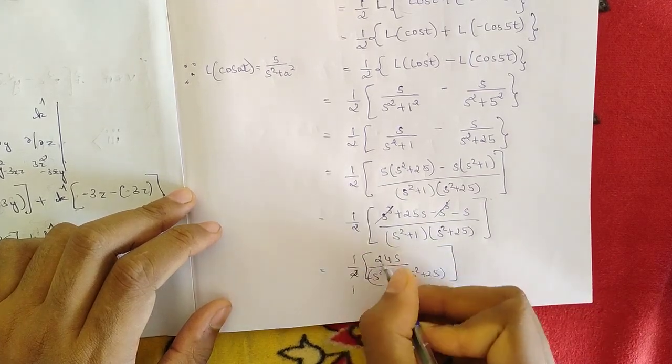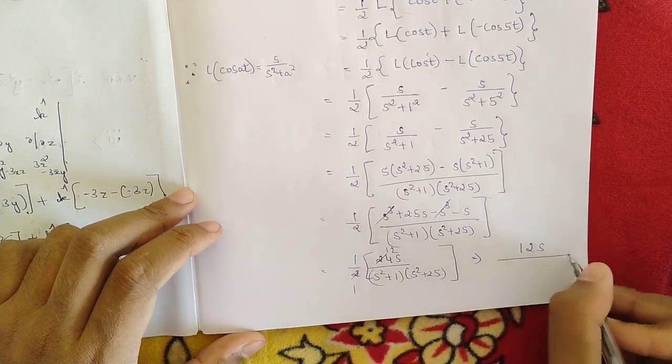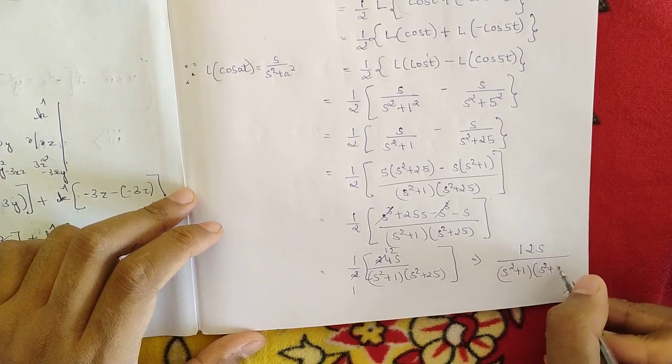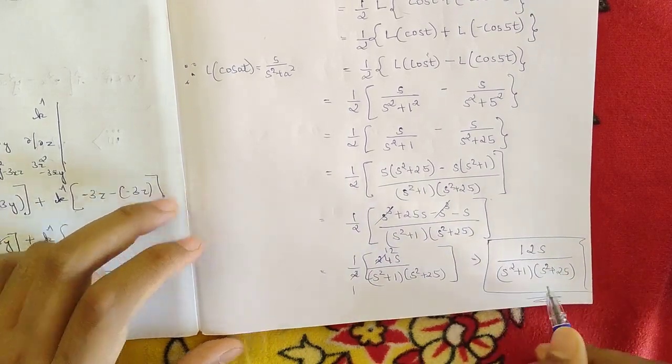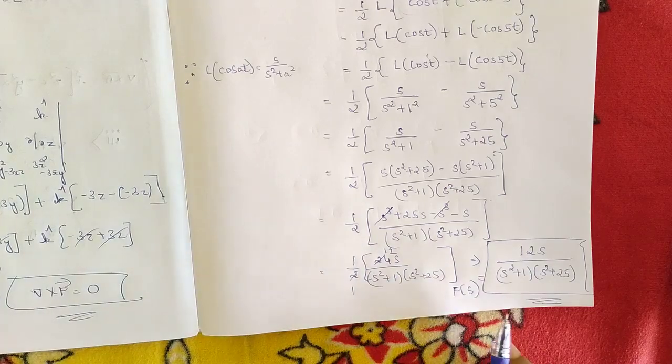Okay, so 2 ones are 2, 12s are... so our final answer is 12s divided by s square plus 1 into s square plus 25. As I've told you, the Laplace transform of f of t would be of the form F of s, right? The function would be completely in terms of s.